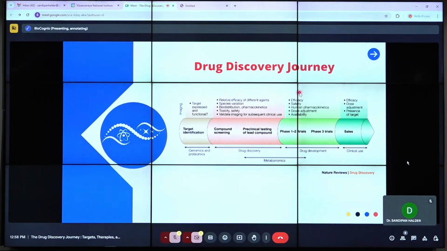So when you target one protein, the other protein will also get targeted. That is where the side effects come, and the selectivity plays a very important role. Once you are able to achieve it, you will move on to the preclinical and clinical trials, and finally it comes to the market for clinical use. So this is what the drug discovery journey comprises.